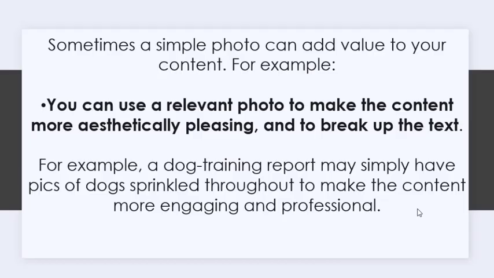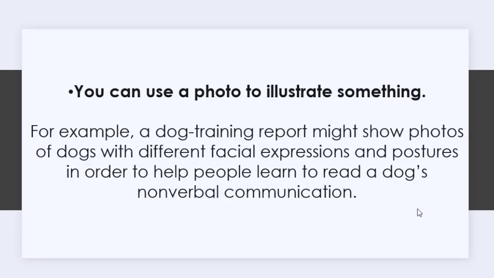Photos. Now, sometimes a simple photo can add value to your content. For example, you can use a relevant photo to make the content more aesthetically pleasing and to break up the text. For example, a dog training report may simply have pics of dogs sprinkled throughout to make the content more engaging and professional. You can also use a photo to illustrate something.